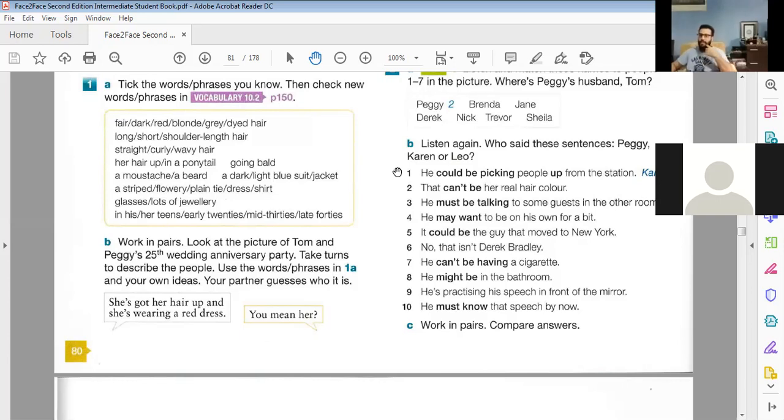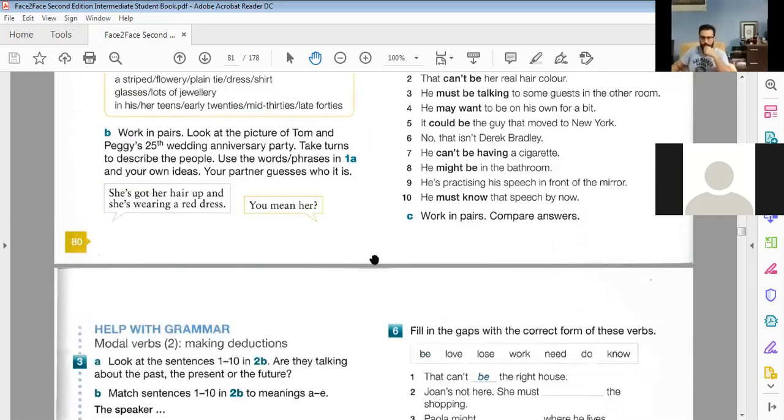Just like number one here, he could be picking up people from the station. Or if maybe your mother or someone asks, what's your brother doing? You can say he could be having lunch, because it's lunchtime and you remember he was hungry. So you could say he could be having lunch. You're not definite, you're not sure. It's not a fact, of course. It's just something that's possible. So this is the idea of using modal verbs for deduction.